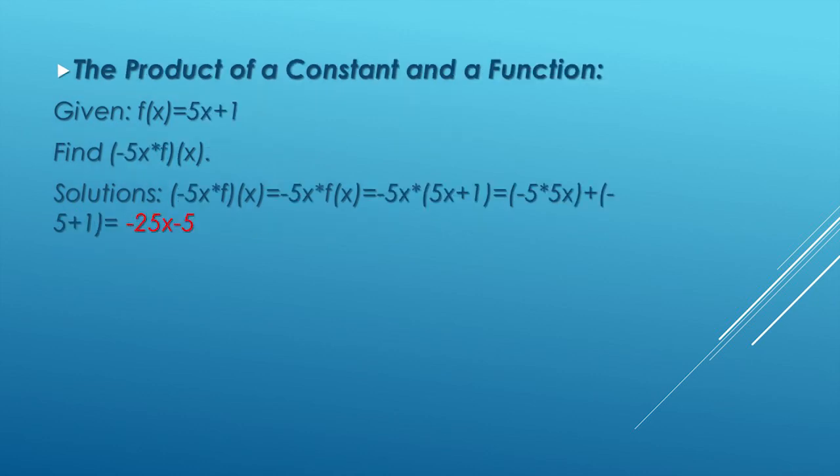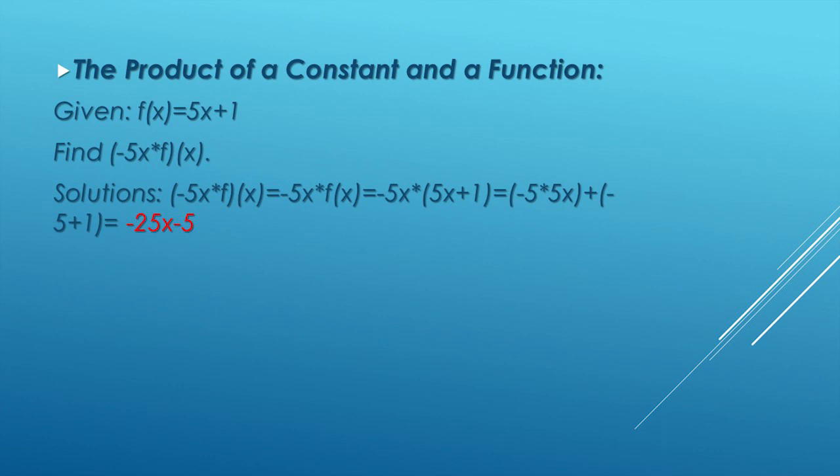Lastly, the fifth rule, the product of a constant and a function. The example we are going to give is negative 5 times f of x. So f of x is equal to 5x plus 1. First step is to write down the equation based on the given function. So make negative 5 times f of x into negative 5 times f of x.